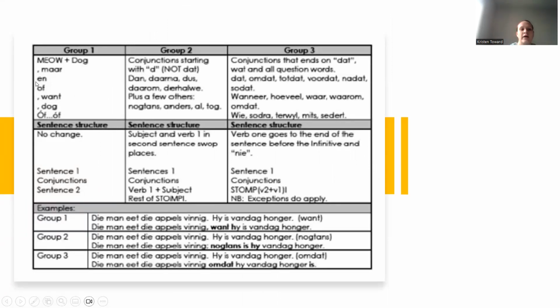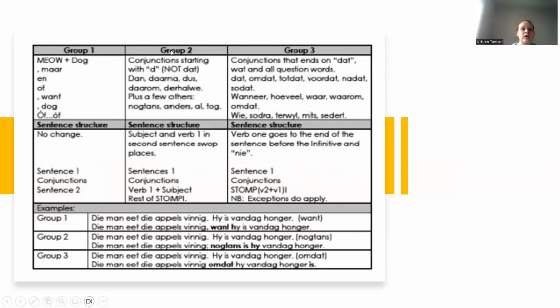So we have group 1. For group 1, we have meow, dog as our little rhyme to remember it. Meow stands for M, maar, E, N, O, of, W, want. And then dog is dog in Afrikaans. And then we also get one or two more that are relevant to this group. So we have of in this particular table that we're going to talk about.